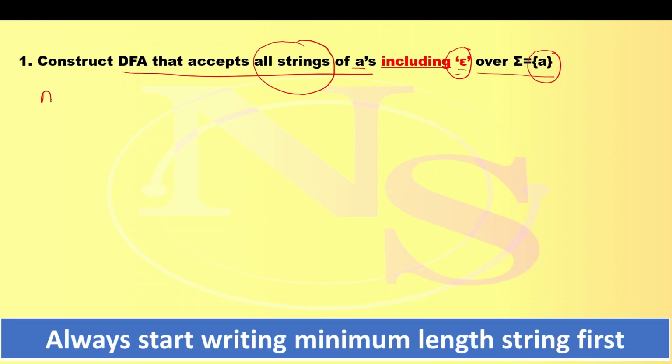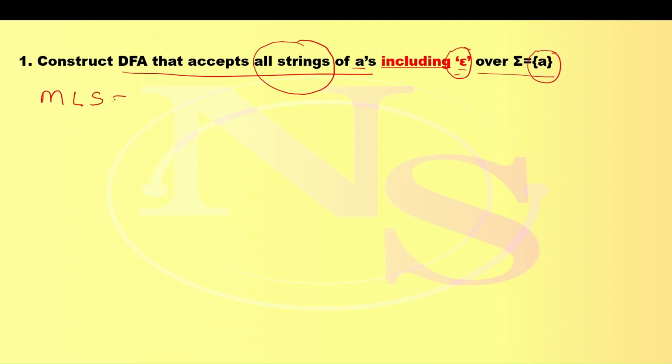Based on this condition, write down the minimum length strings. Minimum length strings are nothing but the set of valid strings that the DFA should accept. The first minimum length string will be epsilon as per the condition given, as the length of epsilon is 0, as it's the empty string. Then all strings of A's: the second minimum length string will be A. Then I can write double A as there is an all strings condition. I can also write triple A. Similarly, there will be multiple A's.